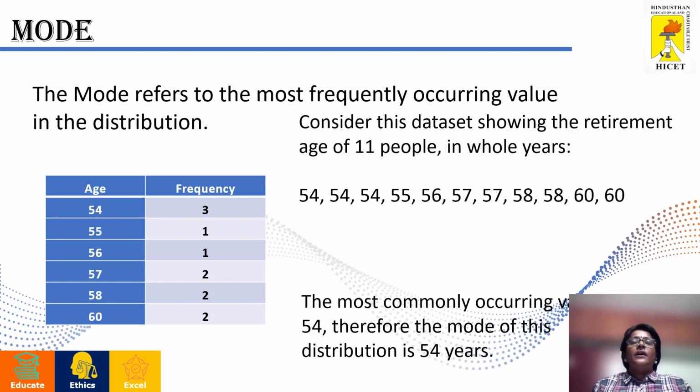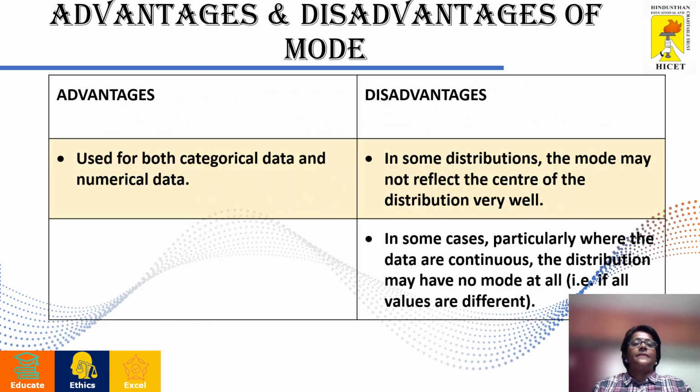To find the mode, we have to calculate the frequency of every occurrence of value. In this case, 54 is repeated thrice, so the frequency is 3. 55 occurs only once, so the frequency is 1. 56 occurs once, so the frequency is 1. 57 occurs twice, 58 occurs twice, and 60 occurs twice. So the most frequently occurring value, 54, which has occurred thrice, is referred to as the mode with respect to this particular data set. Advantages and disadvantages of mode.